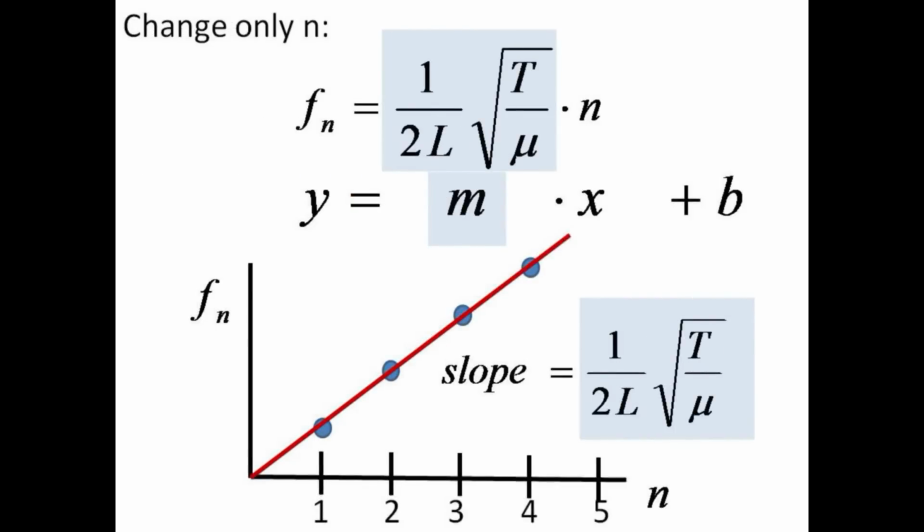Although the frequency of a vibrating string depends on a number of variables, it's good scientific practice to only vary one parameter at a time. We begin by keeping the tension T, mass per unit length mu, and length L fixed, and vary only the harmonic number n. Since the frequency is directly proportional to n, a plot of f versus n will yield a straight line with a slope given by 1 over 2L times the square root of T over mu.